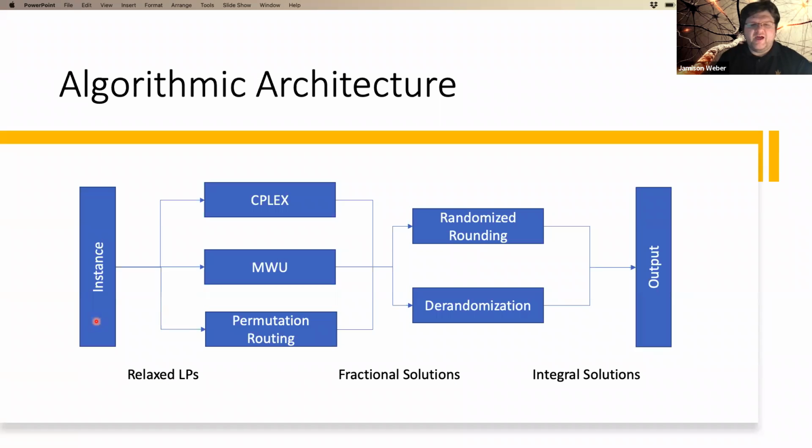So bringing the whole algorithm together, you see that given an instance as input, we first compute the solution to the relaxed LP using one of these 3 algorithms. Then this solution is fed into either the randomized rounding or de-randomized algorithm, which then produces an integral solution at the end.